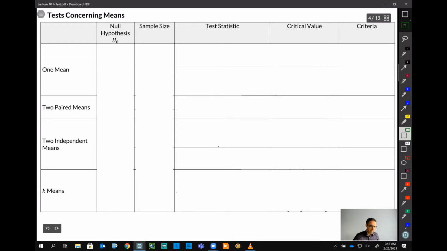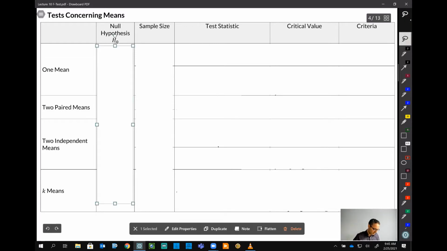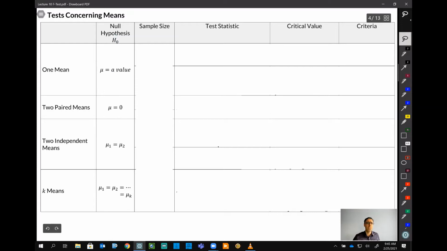Our null hypothesis, you saw the null hypothesis. So for each scenario, scenario number 1, mu is equal to a value. 2 paired, mu is equal to 0, and mu1 equal to mu2. And for the K means, as you can see, mu1 equal to mu2 equal to whatever mu K. And now we're going to get into more details. And so far, except with the last lecture, which Steve started mentioning about the sample size, now we want to be more accurate, and we're going to set some rules, and we're going to follow those rules.